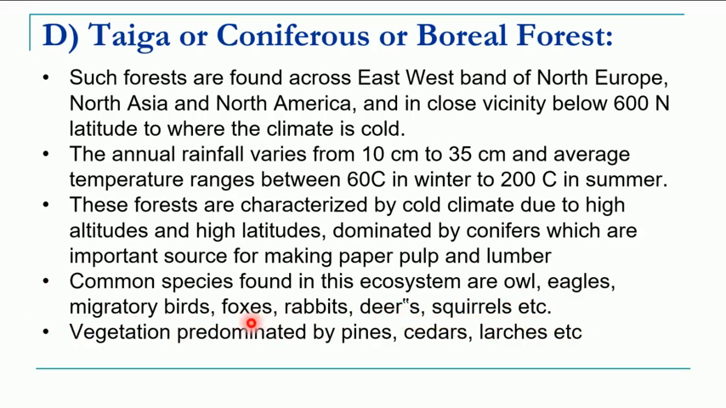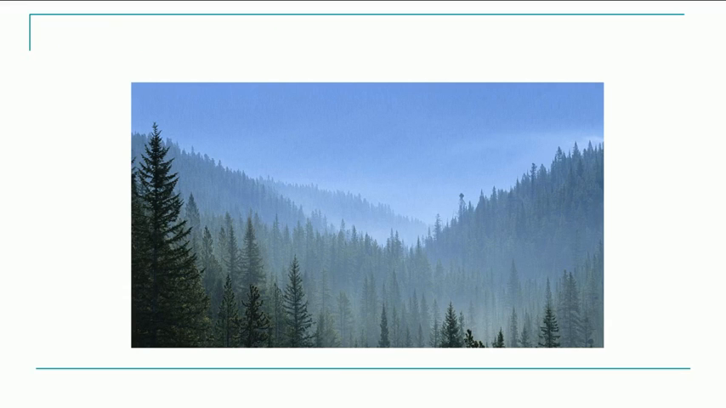So basically the smaller mammals are present, and vegetation is dominated by the plants which can survive in the cold condition, like pine, cedar and large type of trees. So in this picture you can see this coniferous type of plant which has adaptations to survive in low temperature or snowfall type of condition.